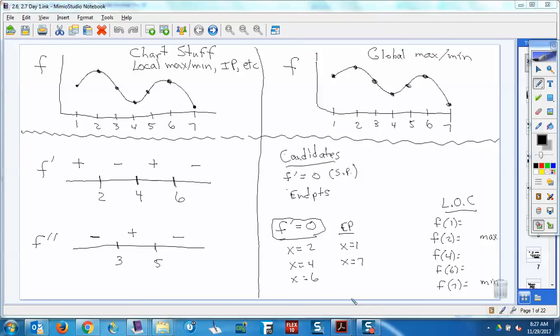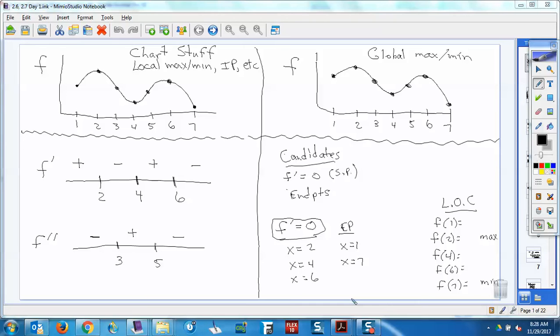Now, how do you suppose we find out which one's the highest point and which one's the lowest? Pretend you didn't have a graph and all you had was the equation of f. What would you do to figure out which one had the biggest value, which one had the smallest value? Plug them in. But where would you plug them in?